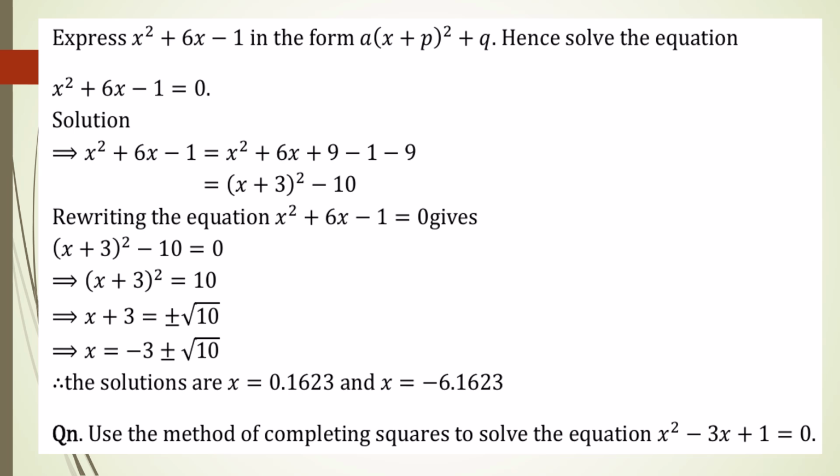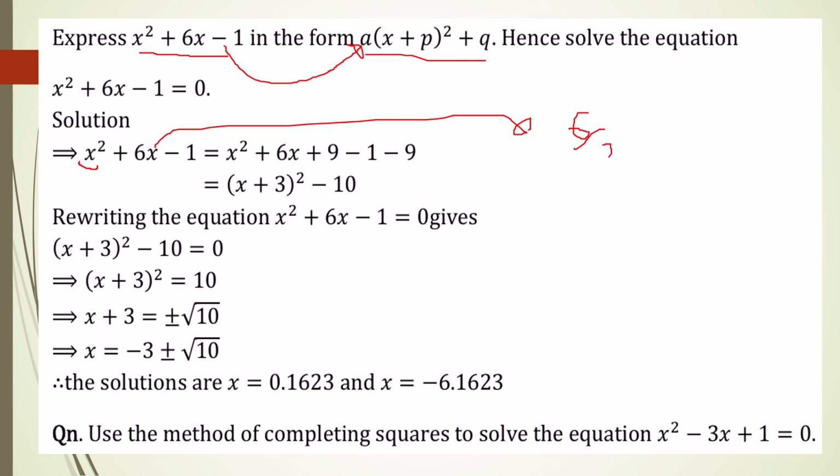So example 1, we have been told to express x squared plus 6x minus 1 in the form of this, and solve the equation that has been given. First thing first, when you're completing squares, the coefficient of x squared must be positive 1. So after ensuring that, let's start by expressing this into that. First we take the coefficient of x. If you look at this equation, the coefficient of x here is 6. So having 6, we divide it by 2.